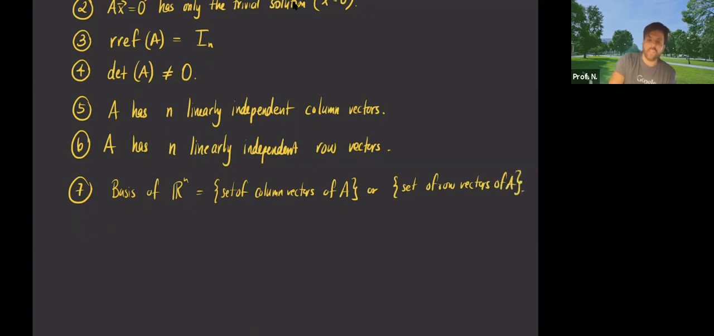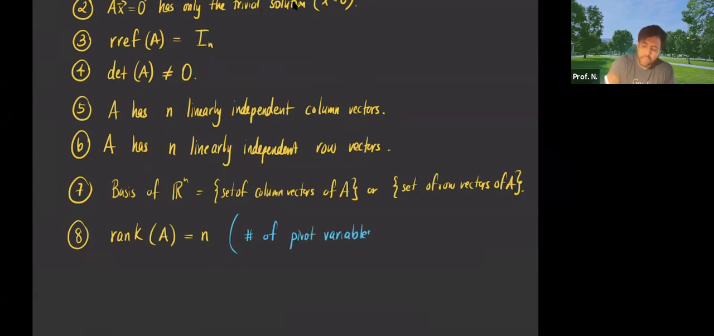But what was that new terminology, that new definition that we have for the number of linearly independent column vectors? Yes, that's what I'm looking for. So the rank of A is n. So remember, what does the rank also mean? It means the number of what kind of variables? The number of pivot variables. Wait a minute.